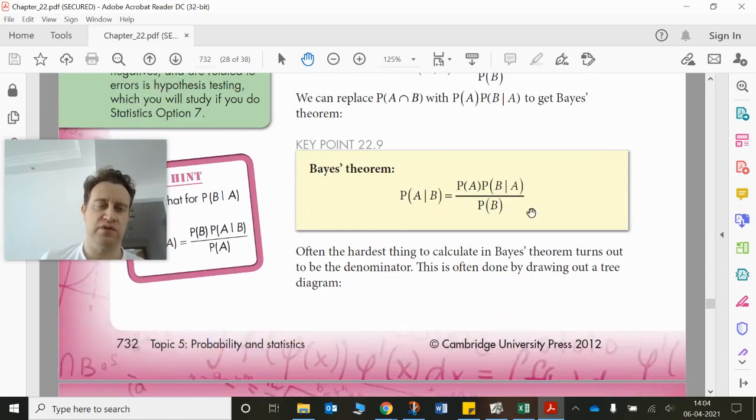So they work through that in this case. You see that they've given you exactly the same formula I've found elsewhere as well. And they say often the hardest thing to calculate in Bayes' theorem turns out to be the denominator, so probability of B, and there are many routes through a tree diagram.